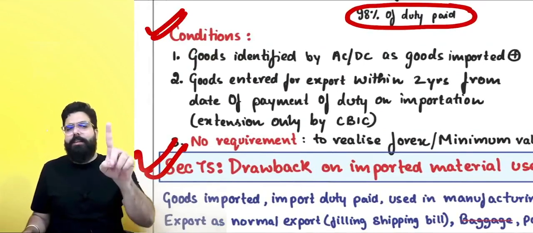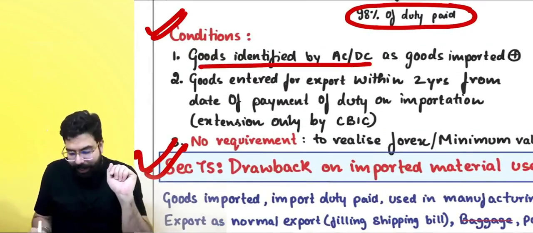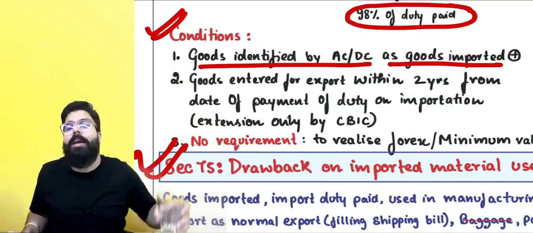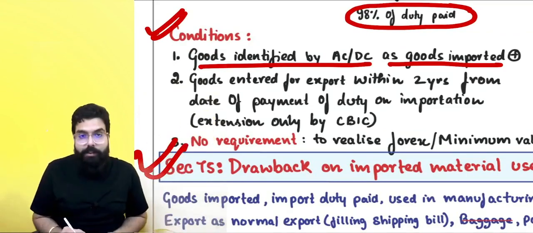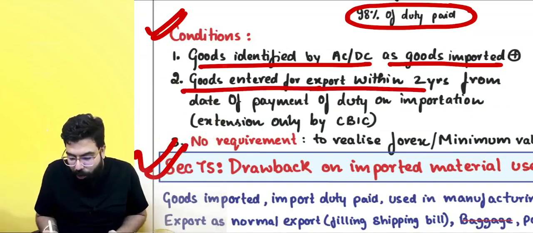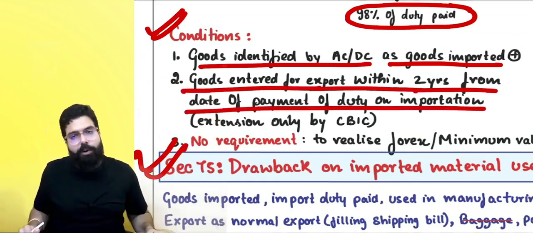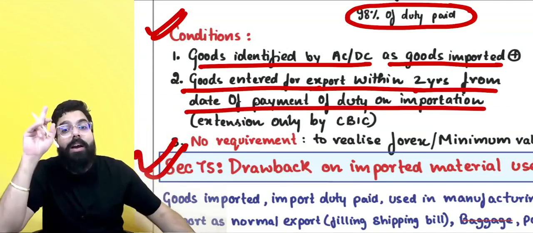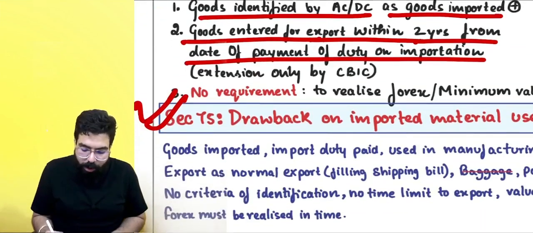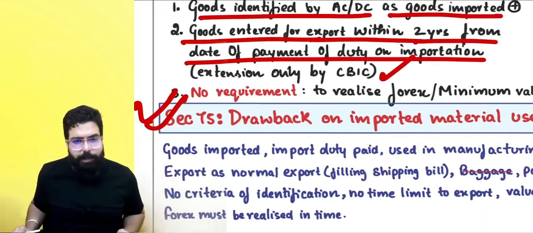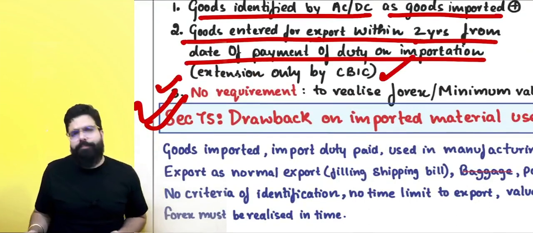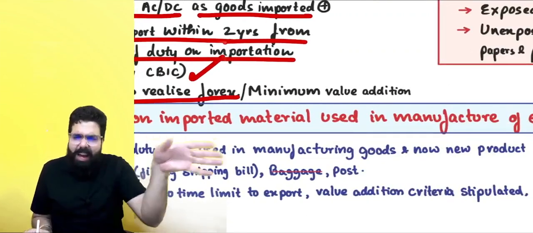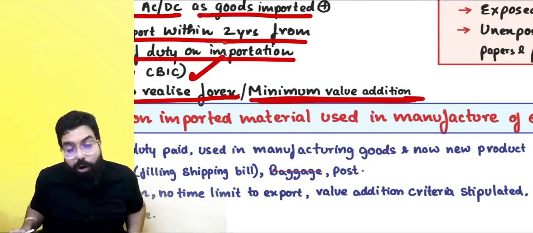But the condition is, sir, ACDC will identify the goods as goods imported. Means what you had imported, you are exporting. He will identify first. Then, secondly, goods entered for export within 2 years from the date of payment of duty on importation. You imported, you paid the duty. Within 2 years, you should get your let export order, or further extension can be given by CBIC. Always remember, in section number 74, there is no requirement to realize any foreign currency, and the minimum value addition requirement is also not there.